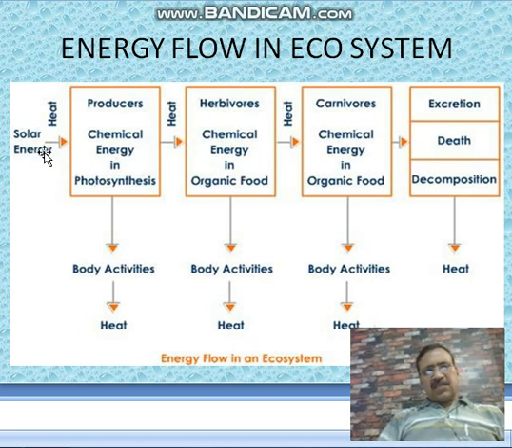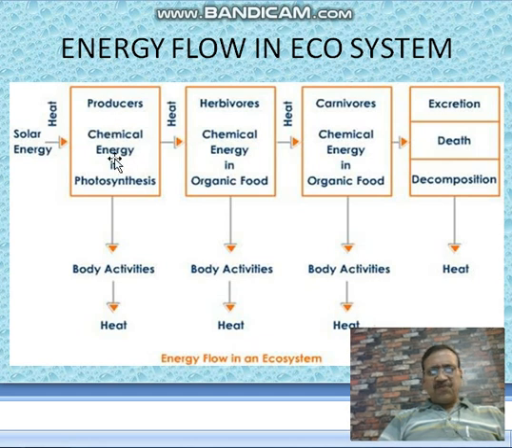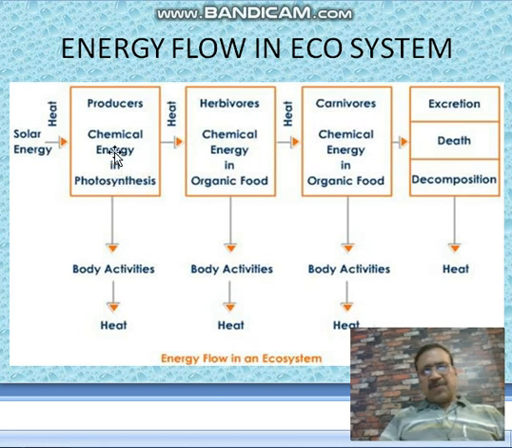And in the presence of these three, epiphytes are generated on earth. So this is primary life in the form of herbs or epiphytes. These are known as producers. They prepare their food by photosynthesis, as you can see here, and energy is stored in the form of chemical energy, and some energy or heat is released by their body activity back into the environment.